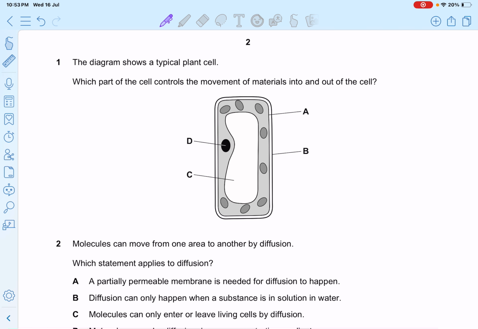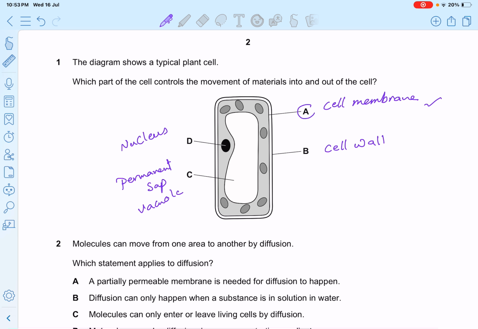Question 1. The diagram shows a typical plant cell. Which part of the cell controls the movement of materials into and out of the cell? Let's revise the labels of this palisade cell. A is cell membrane, B cell wall, C permanent sap vacuole, D nucleus. So which one of these labels is able to control the movement of materials in and out? Yes, which is cell membrane, so the correct answer is A.